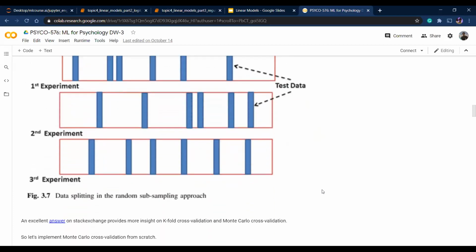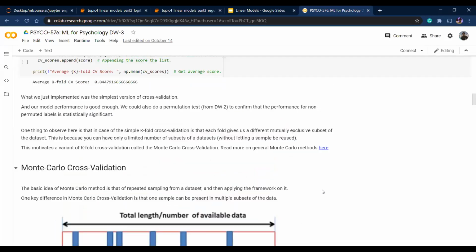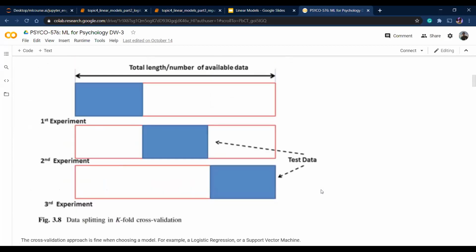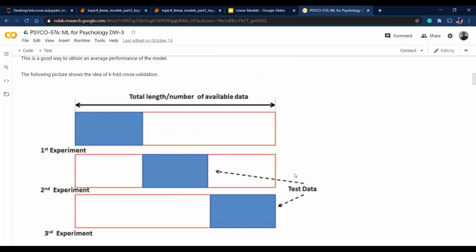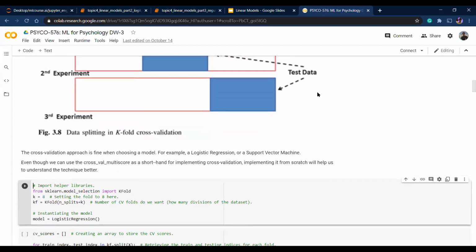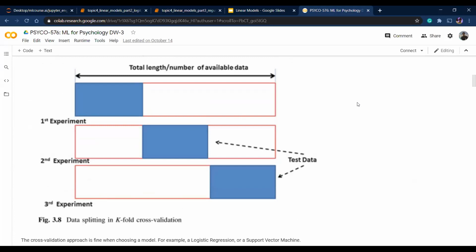Now it's easily observed from this that, okay, I guess I'll ask this question to the audience. What do you think the advantages of K-fold and Monte Carlo are in terms of assessing the performance? You can either type it in the chat or answer directly.